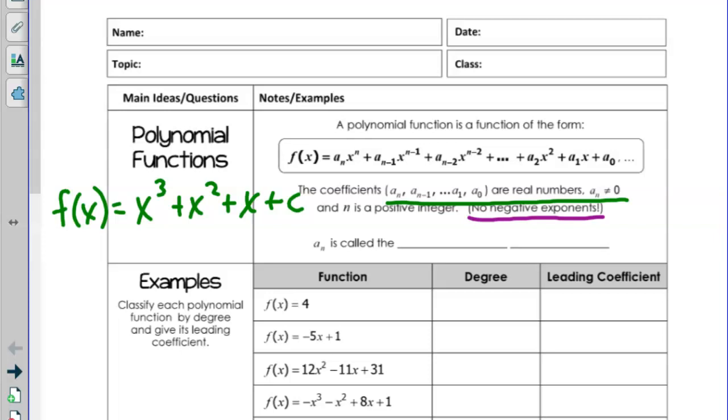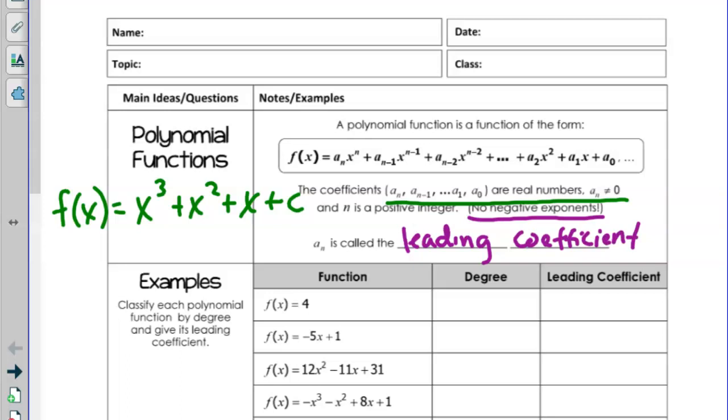No negative exponents. Remember how before we were handling those negative exponents? As a polynomial function, you will not have negative exponents. A sub n is called the leading coefficient. Hopefully you've heard that term before back in Algebra 1. It just means the coefficient of the first term.